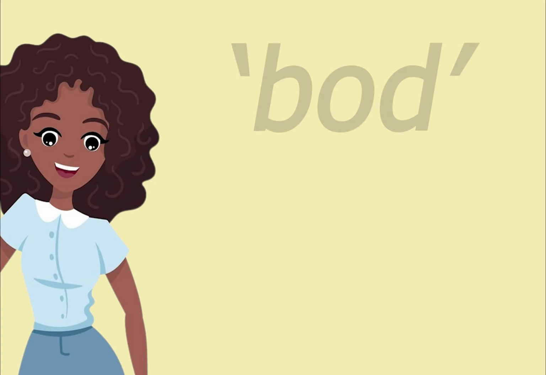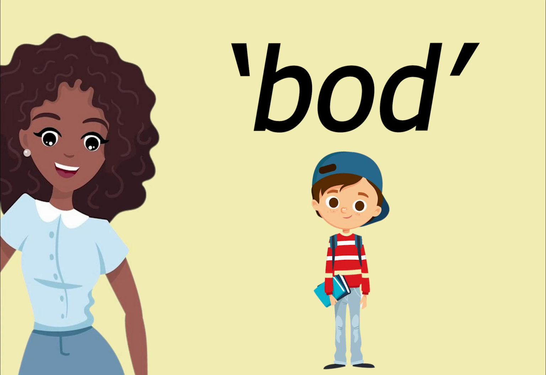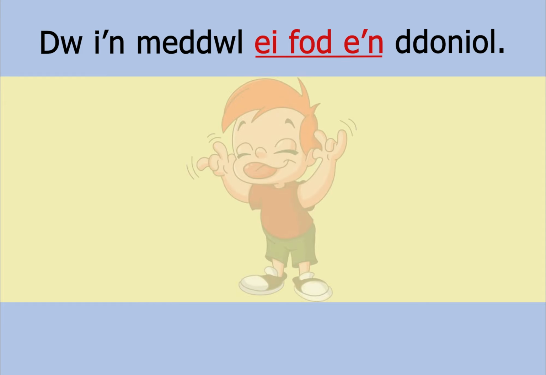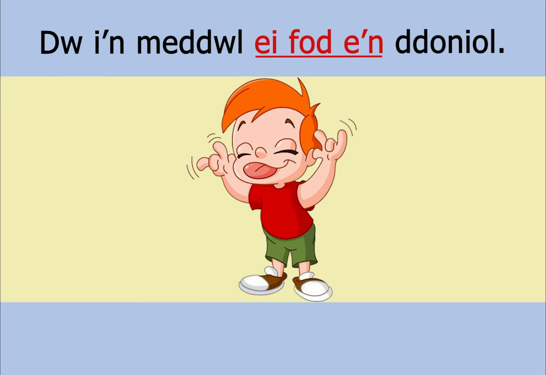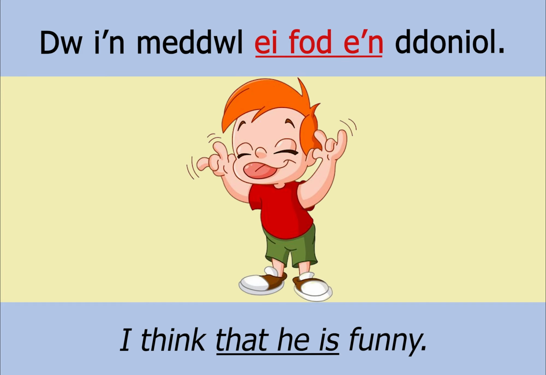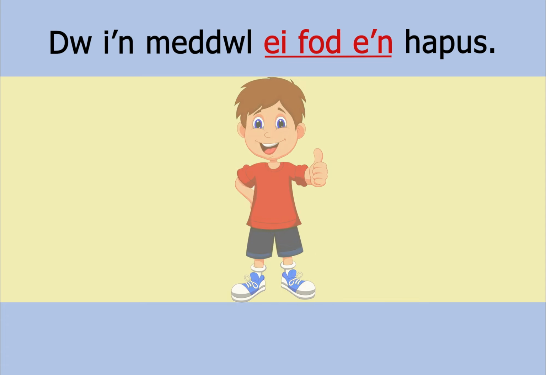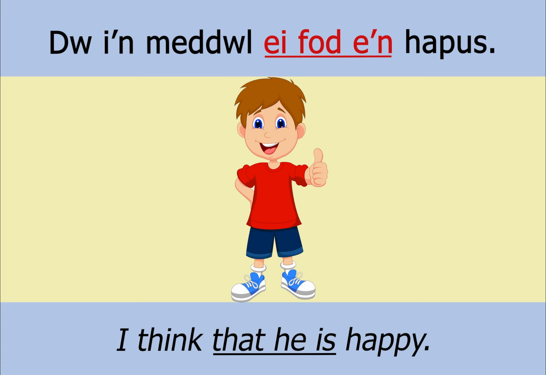We can also use bod to refer to one child. Gwrandewch ac ailadroddwch. Dwi'n meddwl ei fod e'n ddoniol. I think that he is funny. Dwi'n meddwl ei fod e'n hapus. I think that he is happy.